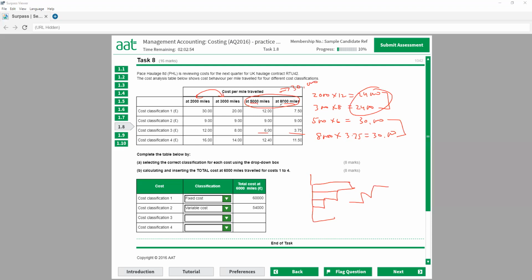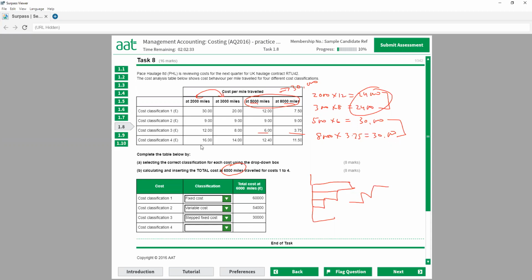That means between 5 and 8, the step cost is 30, and 6,000 miles fall between 5 and 6. So it will be 30,000, and it is a step cost. Step cost is fixed up to a certain level, and after that it jumps to another cost.